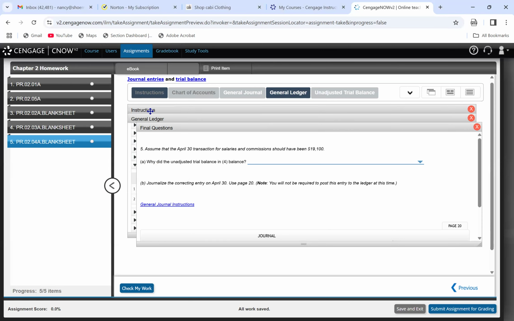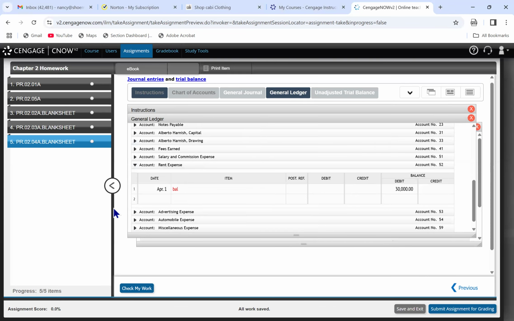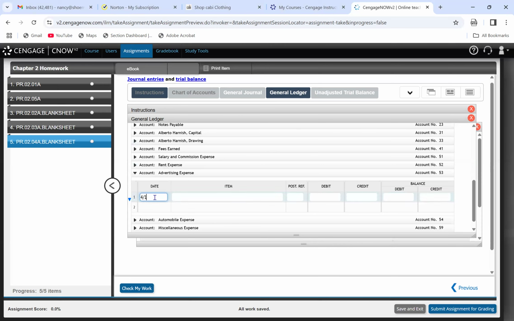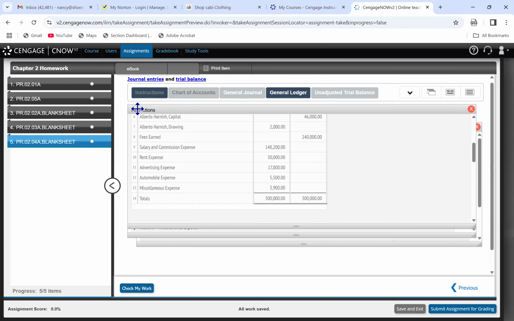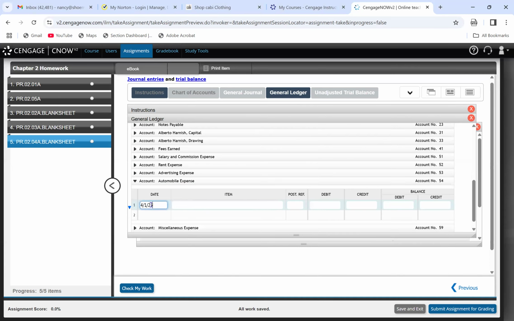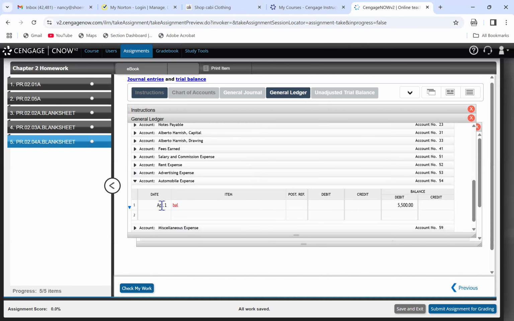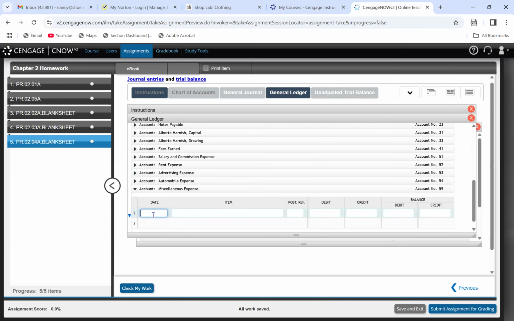Then we have advertising expense of 17,800. Advertising expense, 17,800. Then automobile expense of 5,500. Automobile expense. And then I think our last one is miscellaneous expense of 3,900. Miscellaneous expense.